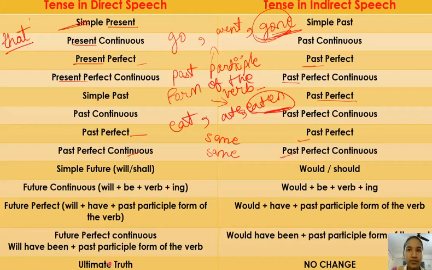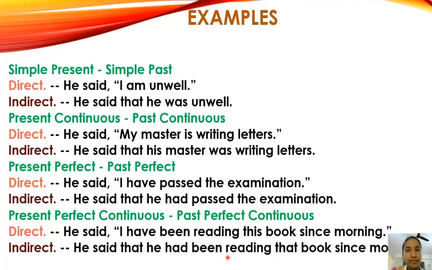Now, your ultimate truth stands for universal truth. For example, if they say the sun rises in the east, it's the truth, it never changes, right? It's the ultimate or universal truth. So there will be no change in such kind of sentences. Understood? All right, so let's proceed.